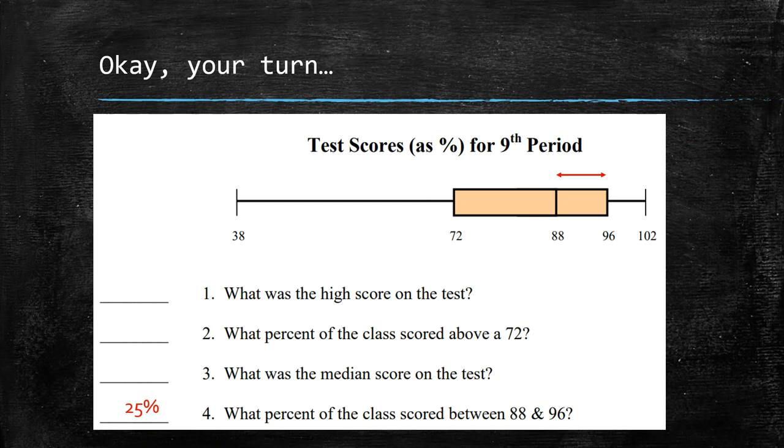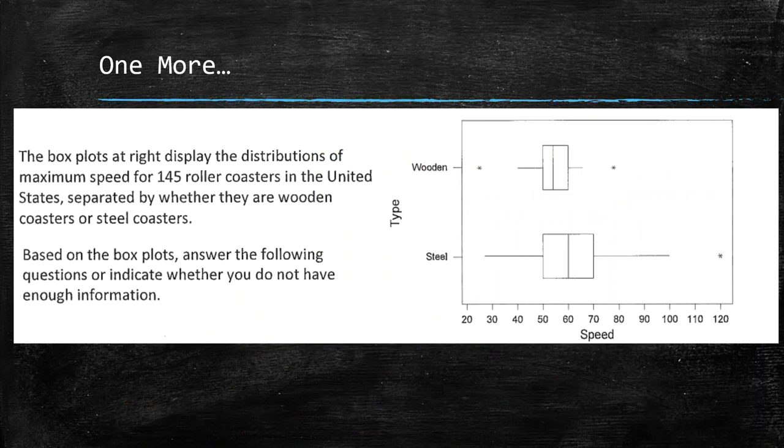Cool. One more question for us to look at, and there's going to be 3 follow-up questions here as we look at this one situation. And this is called a stacked box and whisker plot. It's got 2 box and whiskers right on top of one another. And what we're doing here is we're comparing wooden and steel roller coasters based on how fast they can go. And there's a total of 145 roller coasters in the United States that are represented on this chart. And we're going to answer some questions about this chart.